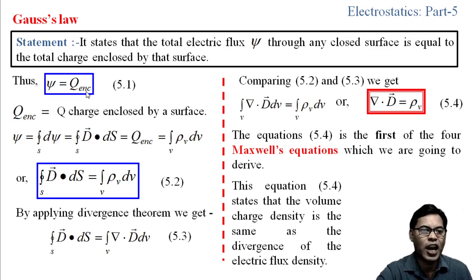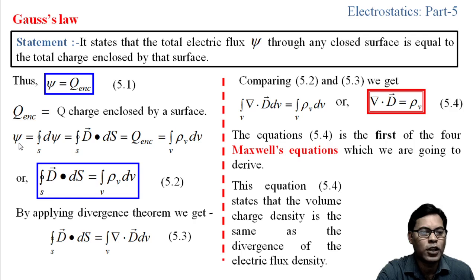So if the charge increases, the total electric field lines will increase and the total flux will increase. Similarly, if the Q is decreased, then the total flux coming out of this sphere will be decreased. So here Q enclosed is the charge enclosed by the surface. Now this, equation 5.1, is the mathematical form of the Gauss law.